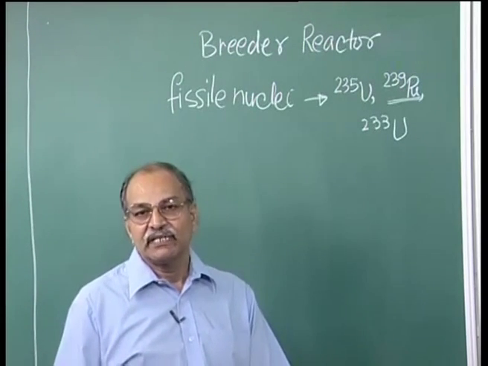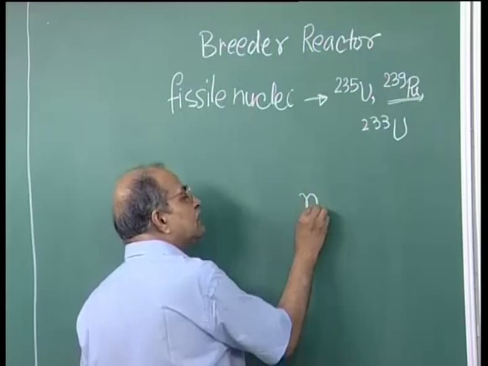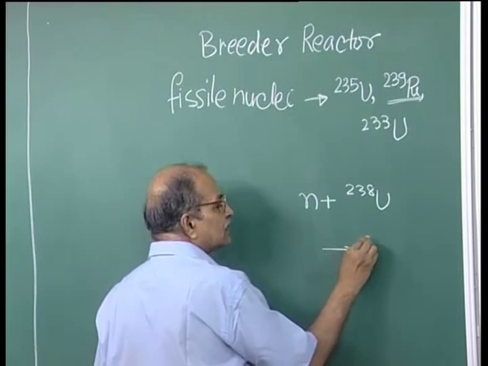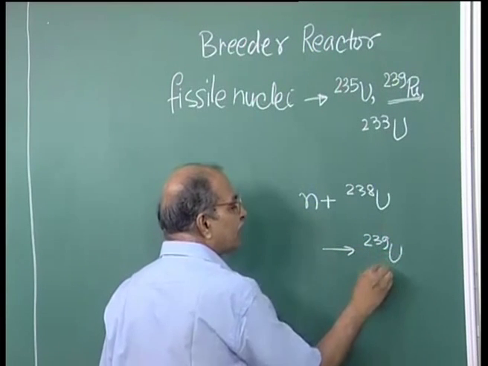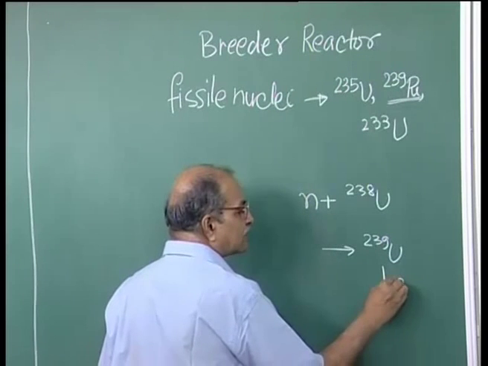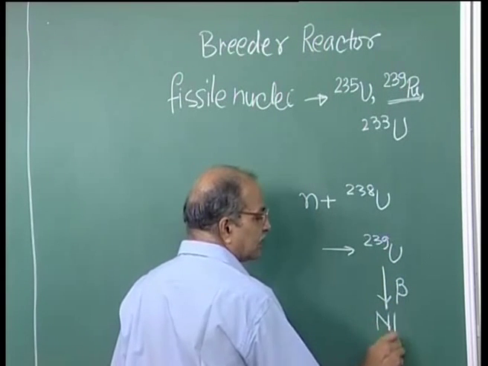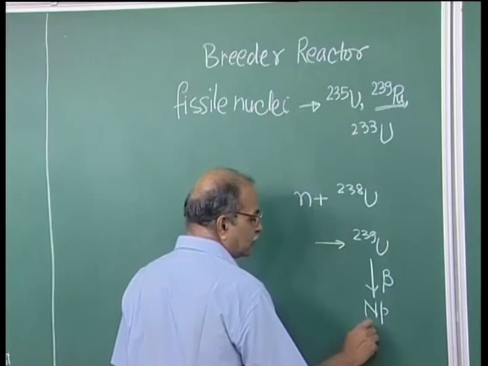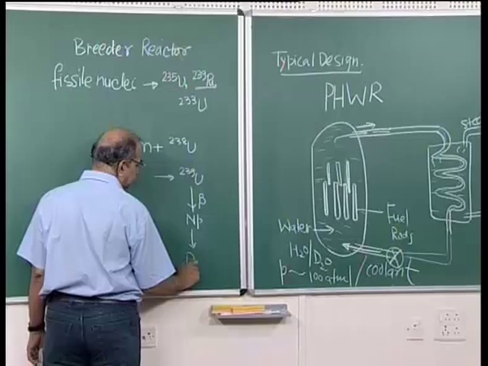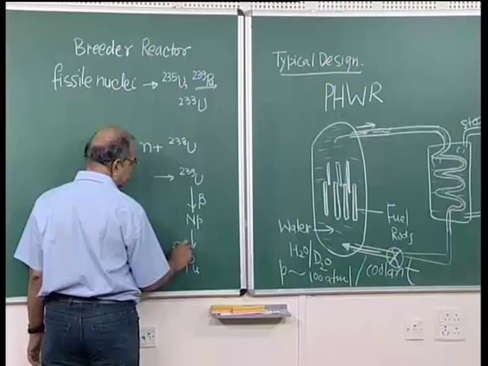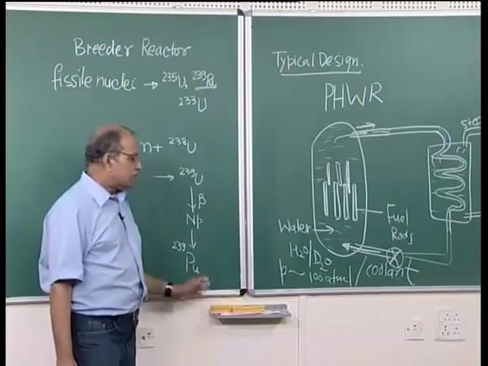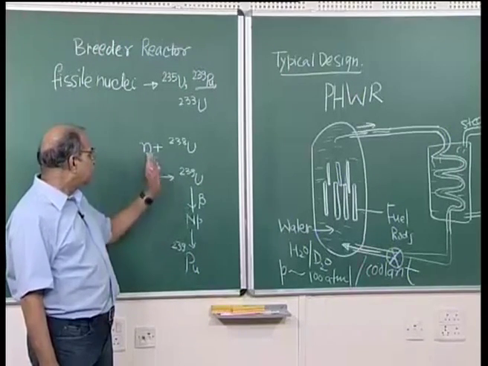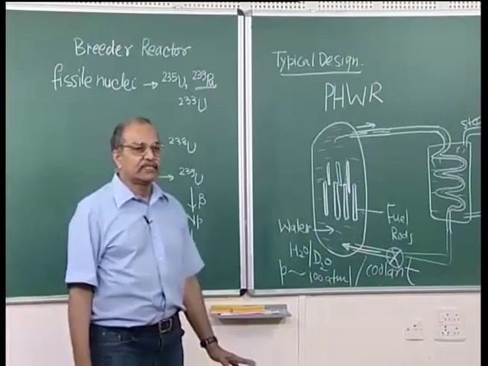How is it formed? It is formed by the absorption of a neutron in uranium-238. That gives uranium-239, and then it beta decays, and after beta decay it gives you neptunium, and that gives you finally plutonium-239. So, plutonium-239 can be produced if neutrons are bombarded on uranium-238.